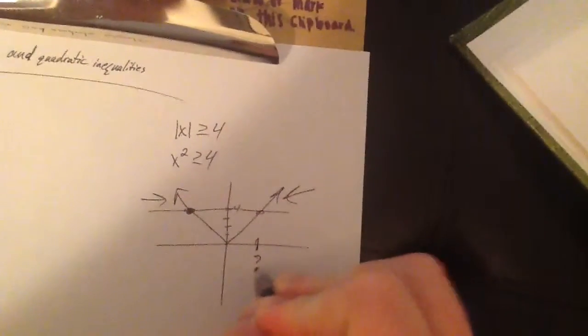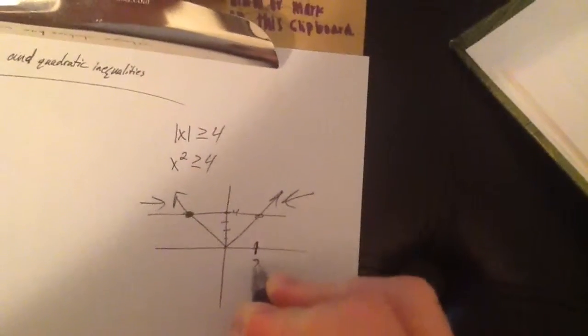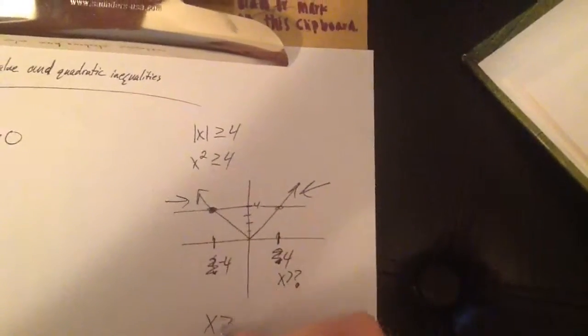What is this? If you can figure out what that is, then you can say, oh, when x is greater than question mark, this absolute value graph is greater than 4. And also when x is less than the question mark. Well, in this one it's easy because it's just 4, right? Because the absolute value of 4 is equal to 4. The absolute value of negative 4 is equal to 4. So your answer would be when x is greater than or equal to 4 or when x is less than or equal to negative 4. That could be your answer.